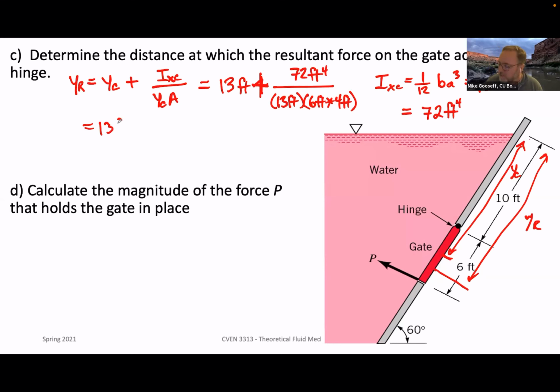When we work that out, we basically end up with 13 feet plus 0.23 feet. So y sub r is just barely greater than 13. It's 13.23 feet. Right? So that's not huge, but where it becomes important is in the next step.